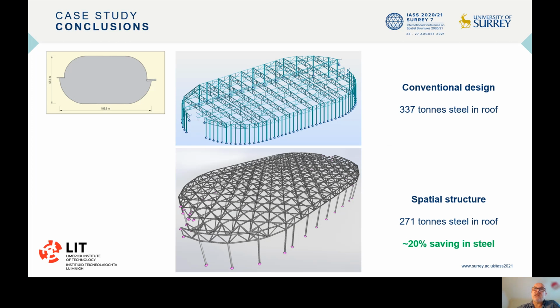In conclusion, then the case study compares the weight of steel in the roof for the conventional design to that for the spatial structure solution looked at, and highlights a saving of approximately 20% in steel weight, which is obviously very significant.